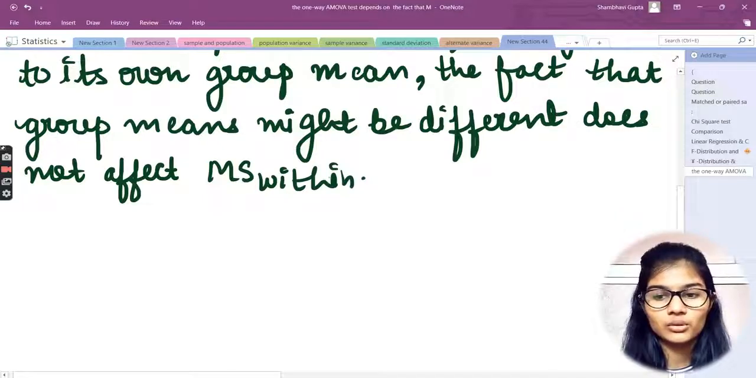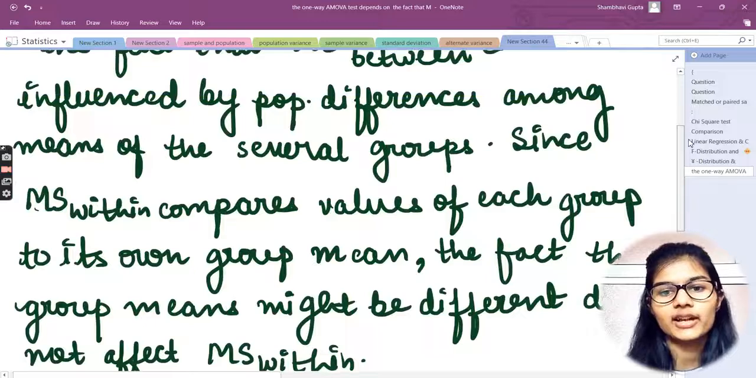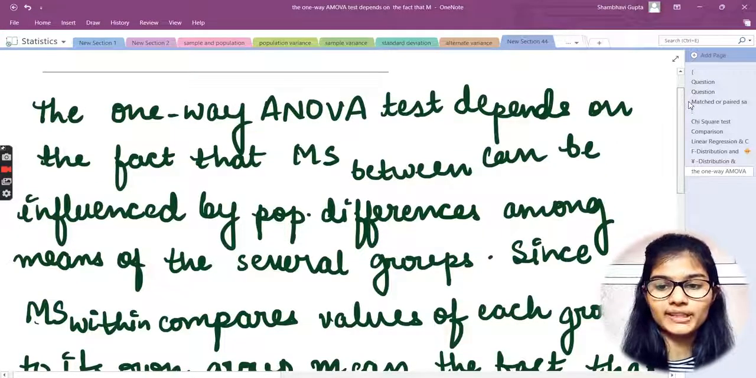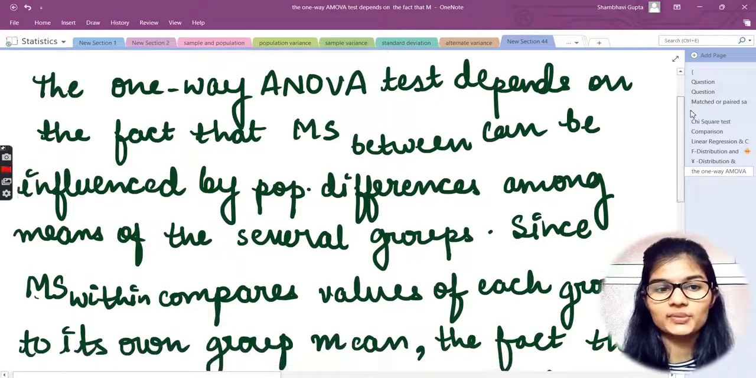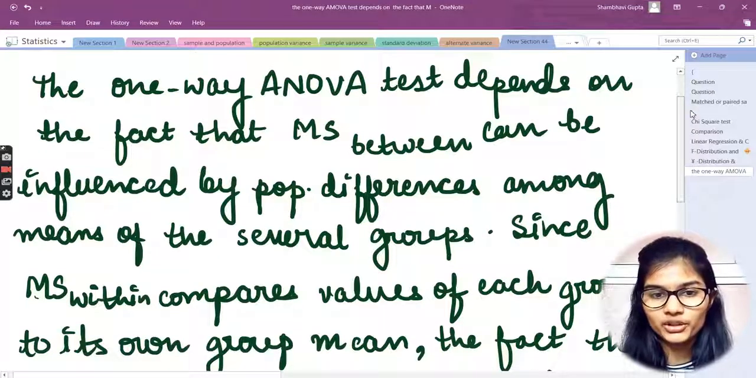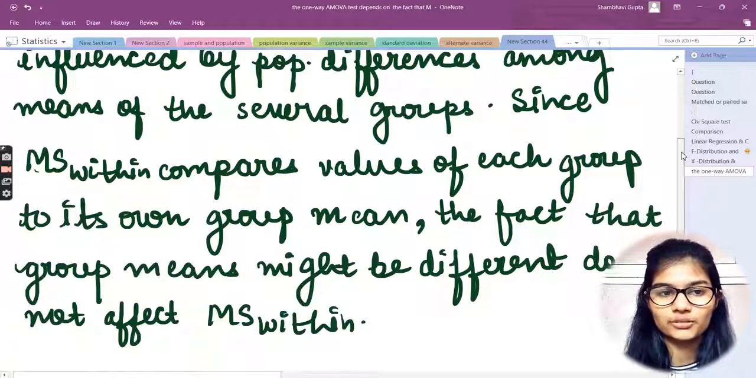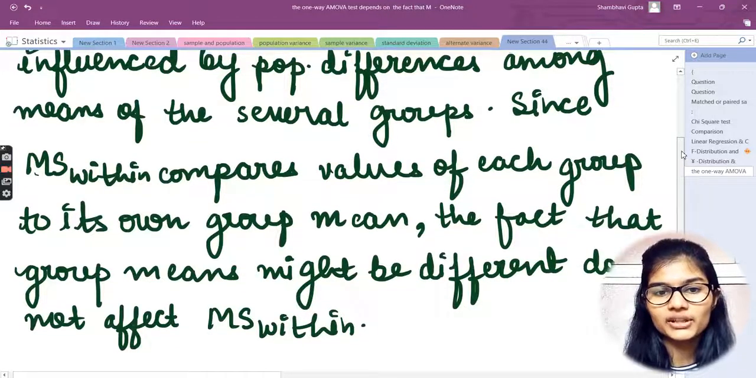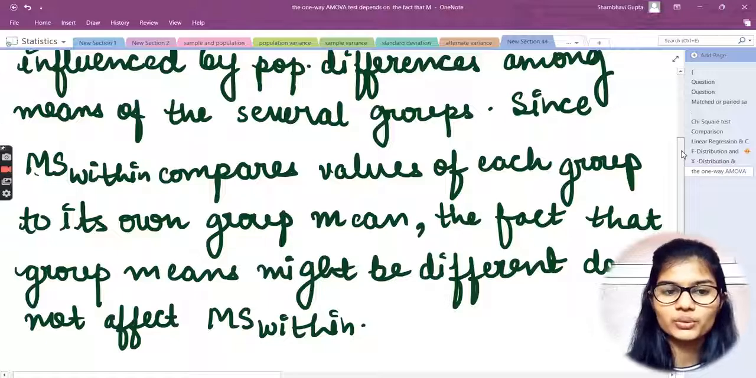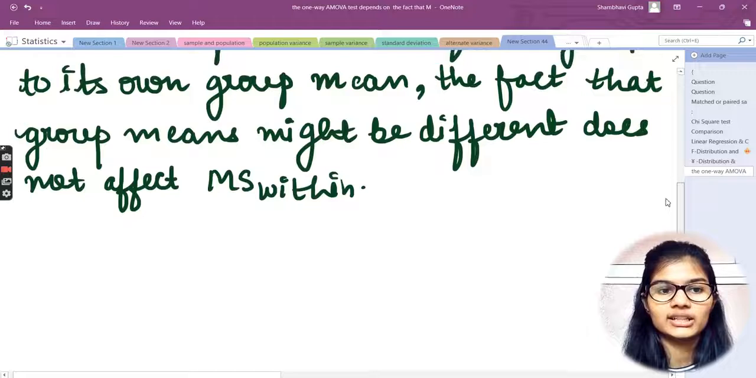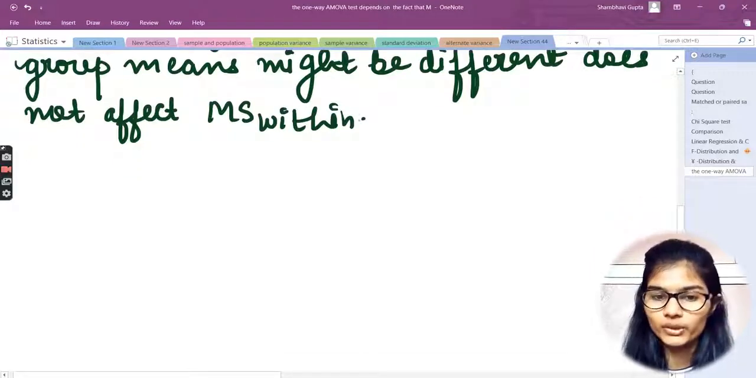So what it actually defines is that the one-way ANOVA test completely depends on the fact that MS between can be influenced by population differences among the means of the several groups. Since MS within compares the values of each group to its own group mean, the fact that group means might be different does not affect MS within.